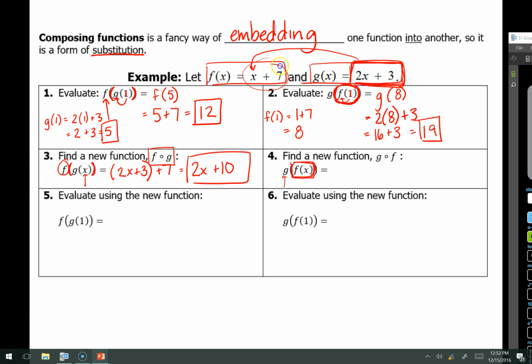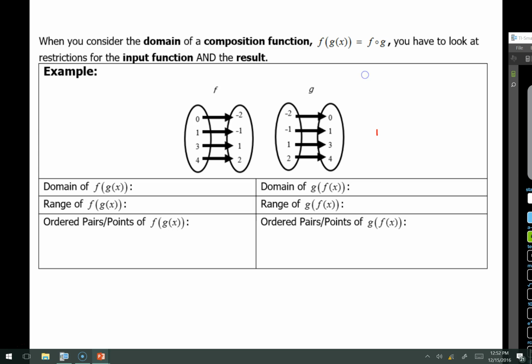So I'm going to take all of this and put it right there. So I'm going to do 2 times, and then I'm going to embed my x plus 7, which is what f is equal to, and then I've got that plus 3 on the end from the g of x. So again, this equation is a new equation where I've taken f of x and put it in where that x was.